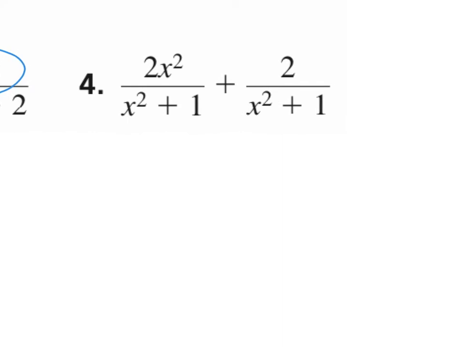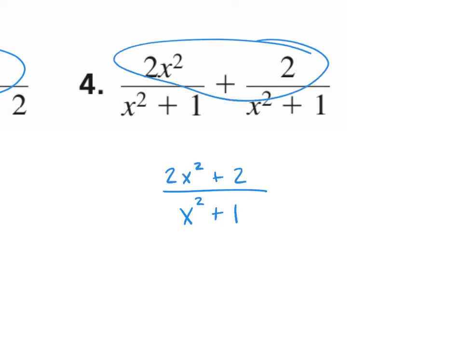All right, and number 4. What's our denominator? X squared plus 1. What is our numerator? 2x squared plus 2. We can't combine these together because they're not like terms. So this 2 doesn't have an x squared, so we can't combine them. So it's just 2x squared plus 2.